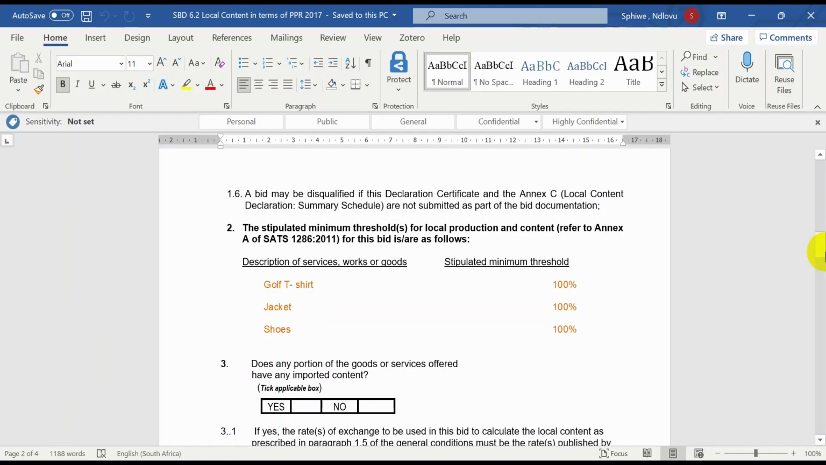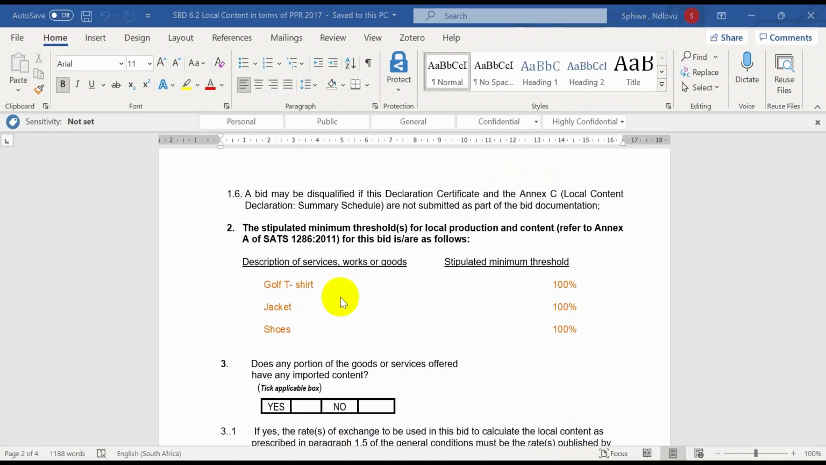A bid may be disqualified if this declaration certificate, that is Annexure C, is not submitted as part of the bid documentation. So when we get into the annexures, you will note that this becomes a compulsory document to be submitted with the bidding documentation. Otherwise, you will be disqualified if you do not submit it.